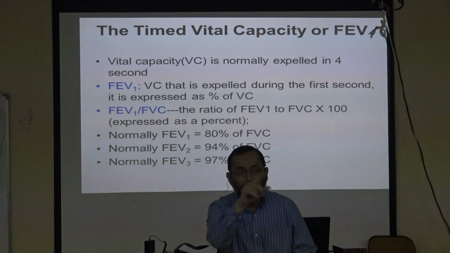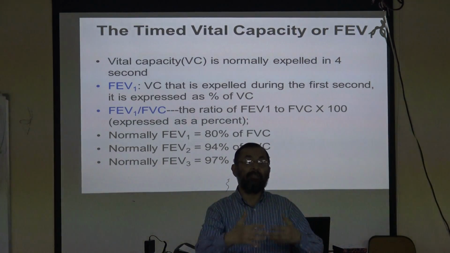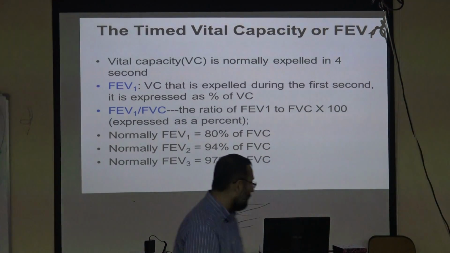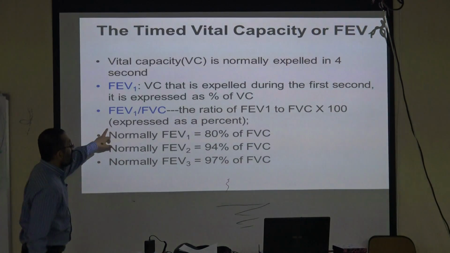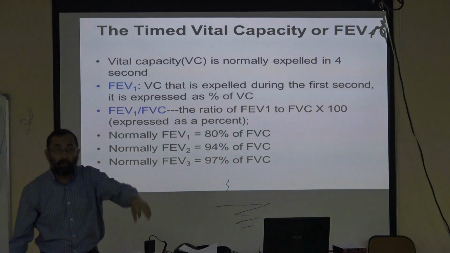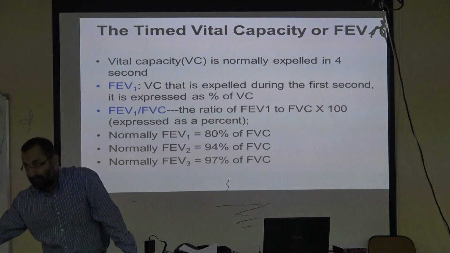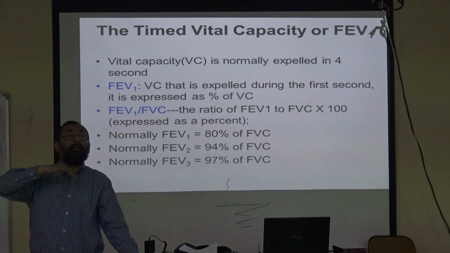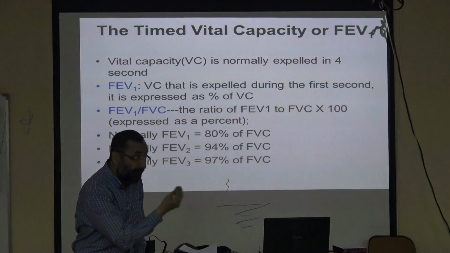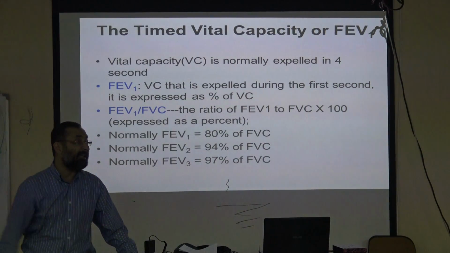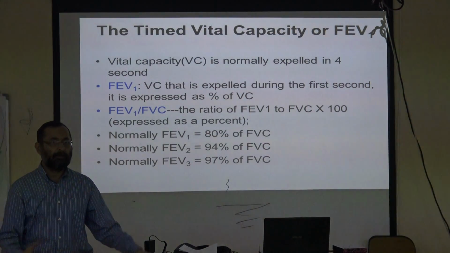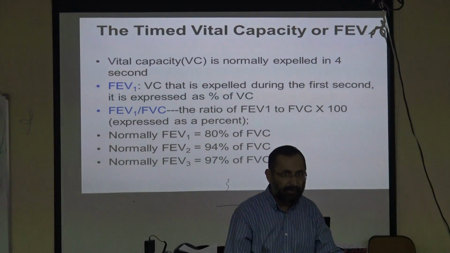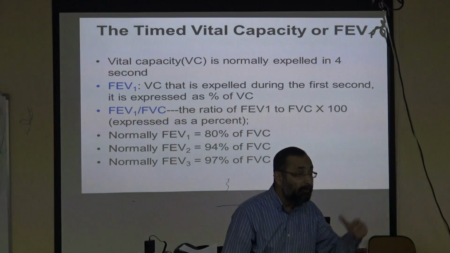In percentage, what will be the percentage? 75. 75% of my total vital capacity volume is coming out in the first second. This is called FEV1. Sometimes it is even more. A normal person will have 75% at least, or 80% of the vital capacity coming out in the first second. Can you imagine? Okay? At least 75%. So look at the importance. In the diseases, in obstructions, in other disorders for diagnosis, this test of FEV1 is very, very important.